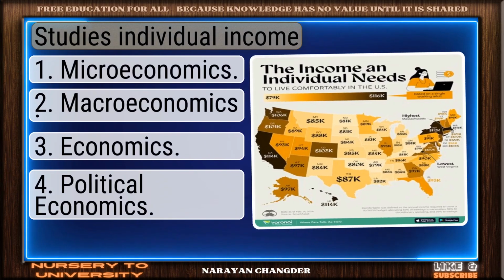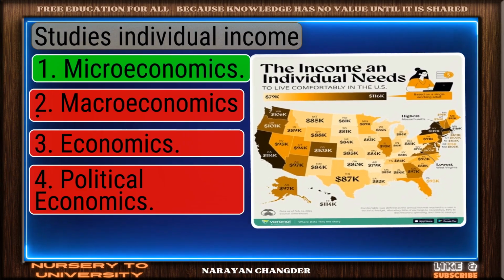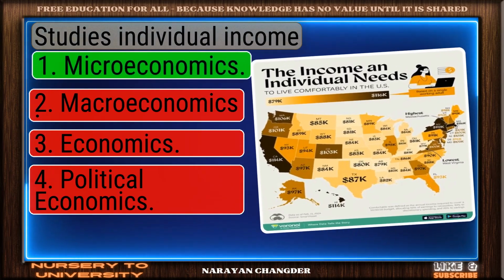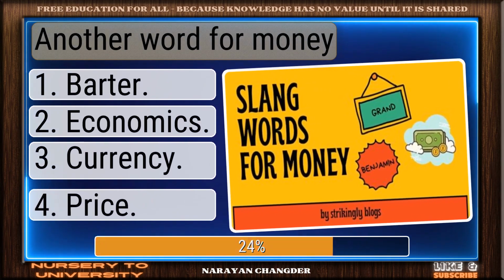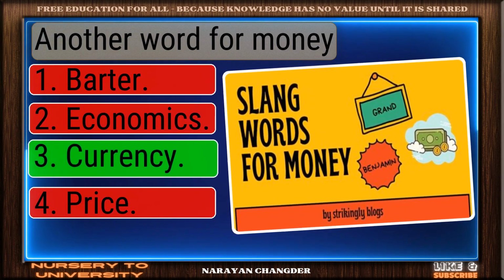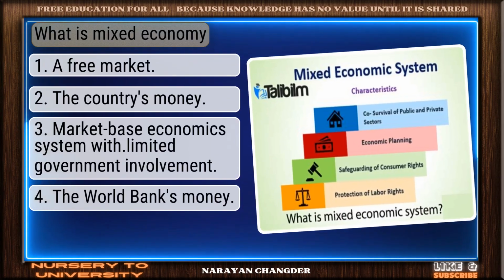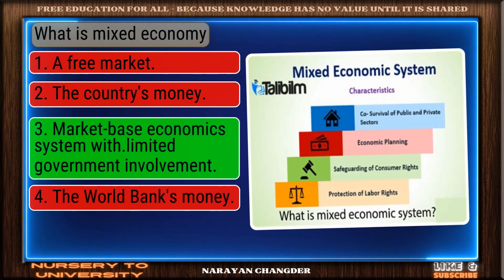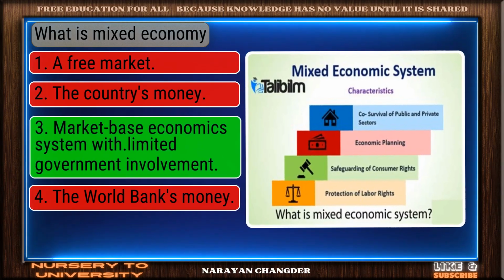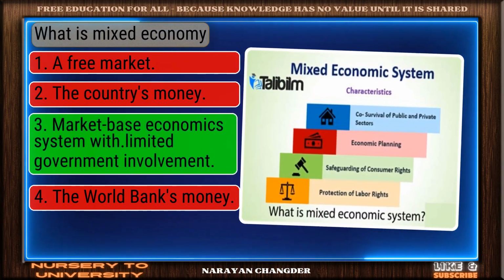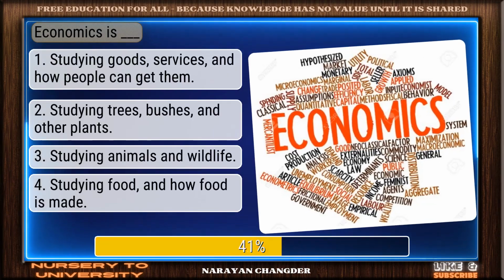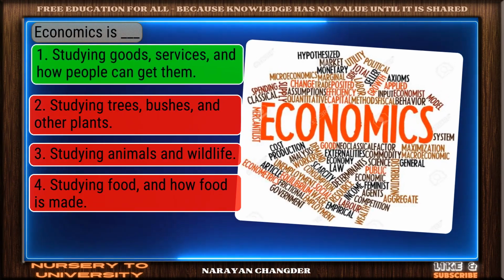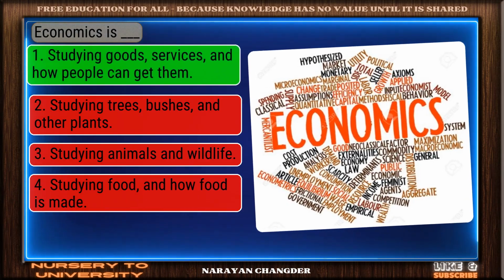Studies individual income. Good job. Your answer, microeconomics, works well here. Another word for money. Valid point. Currency is true. What is mixed economy? Solid response. Market-based economic system with limited government involvement is a valid choice. Economics is dash. Nicely done. Studying goods, services, and how people can get them is a solid answer.